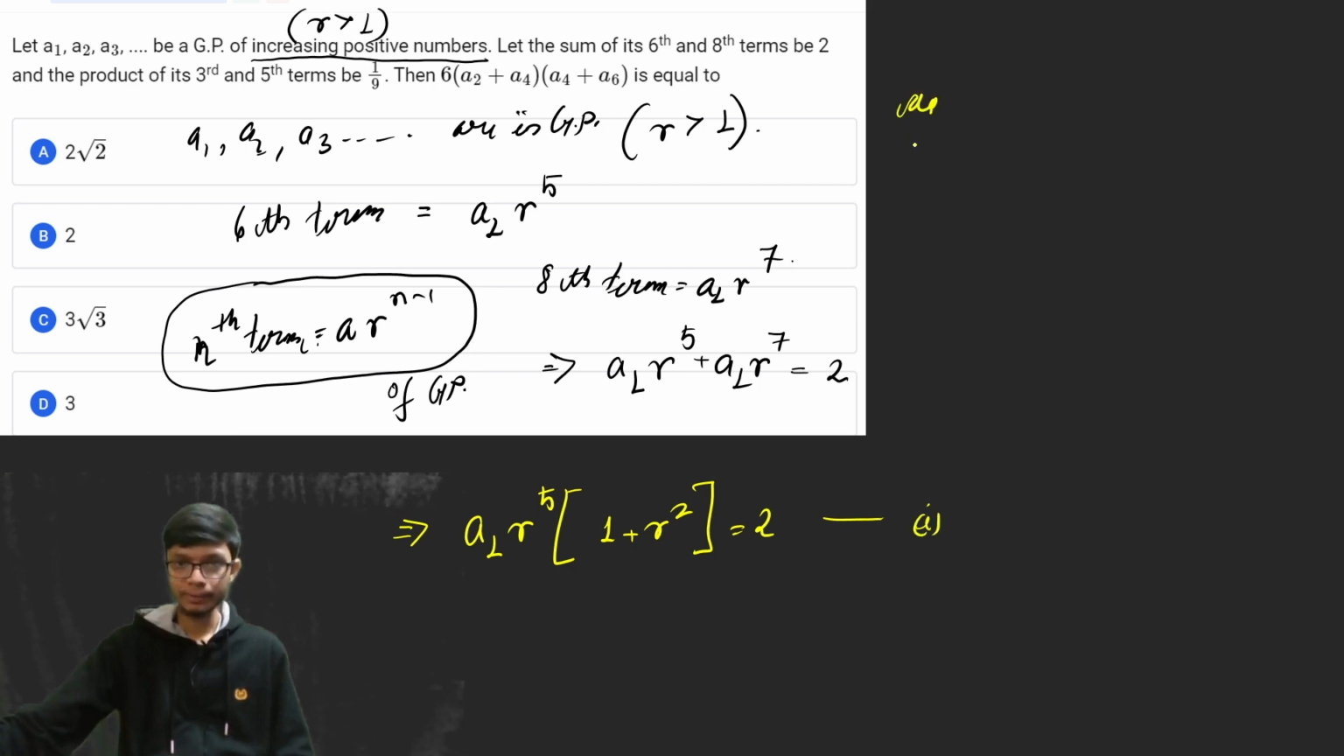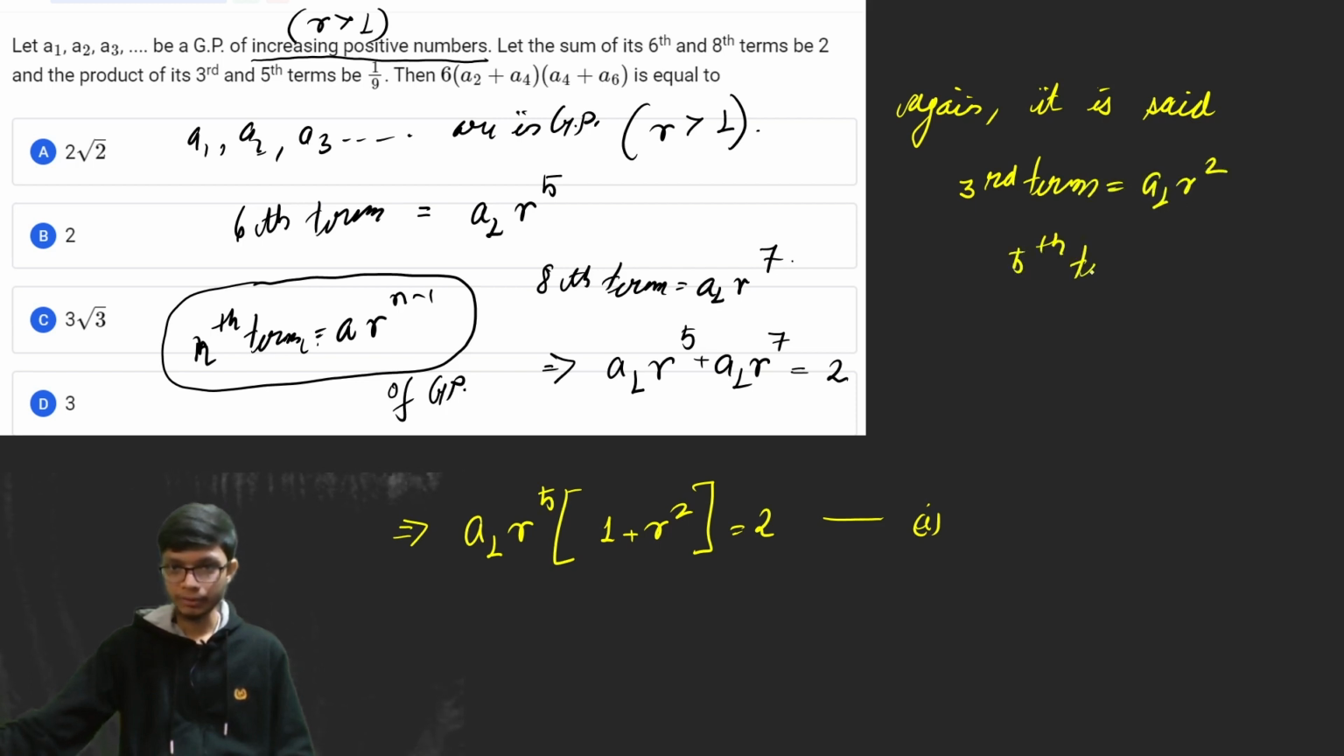Again, it is said that the product of the third term and the fifth term is 1 by 9. The third term is equal to a1 r square, and the fifth term is equal to a1 r to the power 4. If you compute the product of these terms, you will get a1 whole square into r to the power 6, and this result is equal to 1 by 9. You can also simplify this and get a1 r cube is equal to 1 by 3.